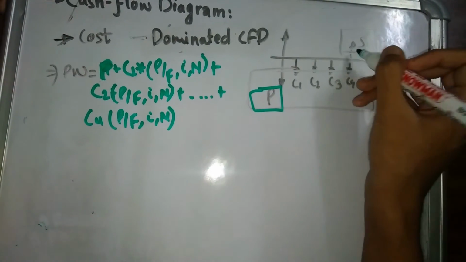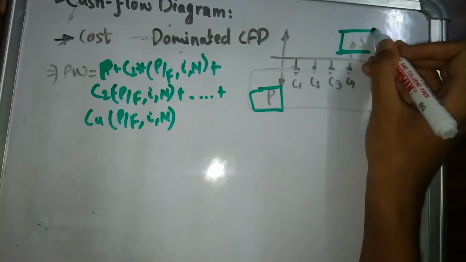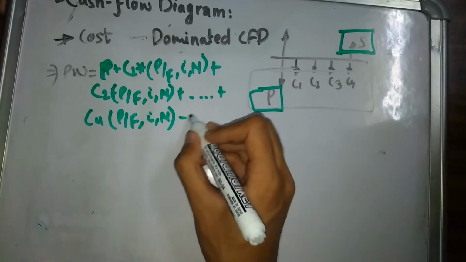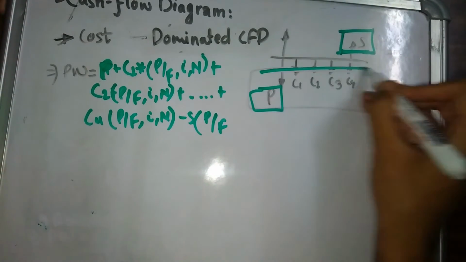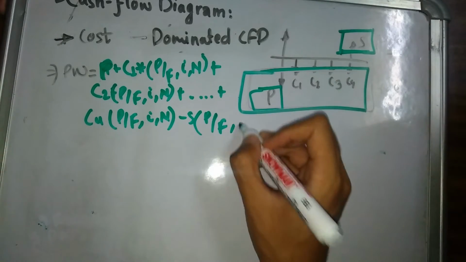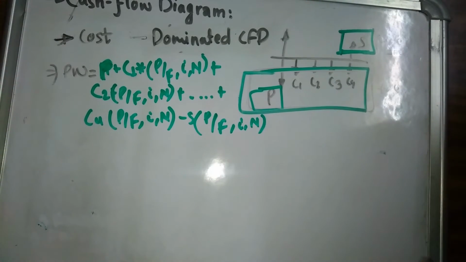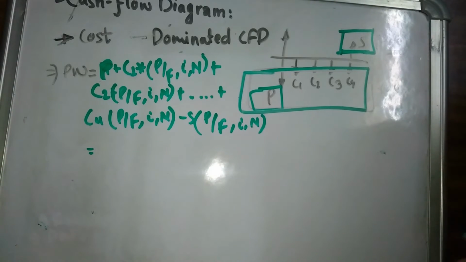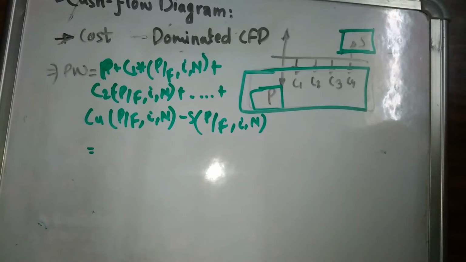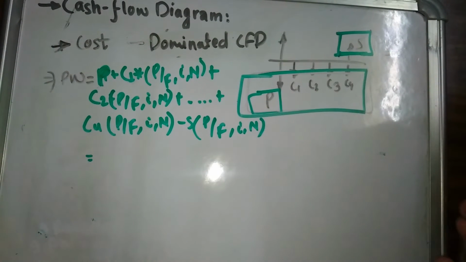Now we have one cash inflow, which is my salvage value. I'm going to treat the salvage value as negative, because this is my cost dominated cash flow diagram. In a similar way, you can find out your future worth as well. You have your formula of P by F, just put in the values and you have your present worth. We'll be doing one numerical as well to make it more clear.